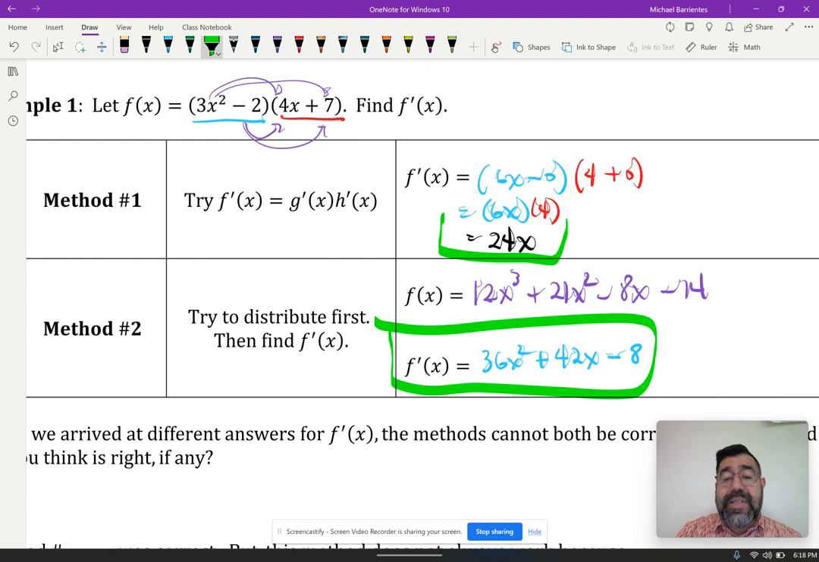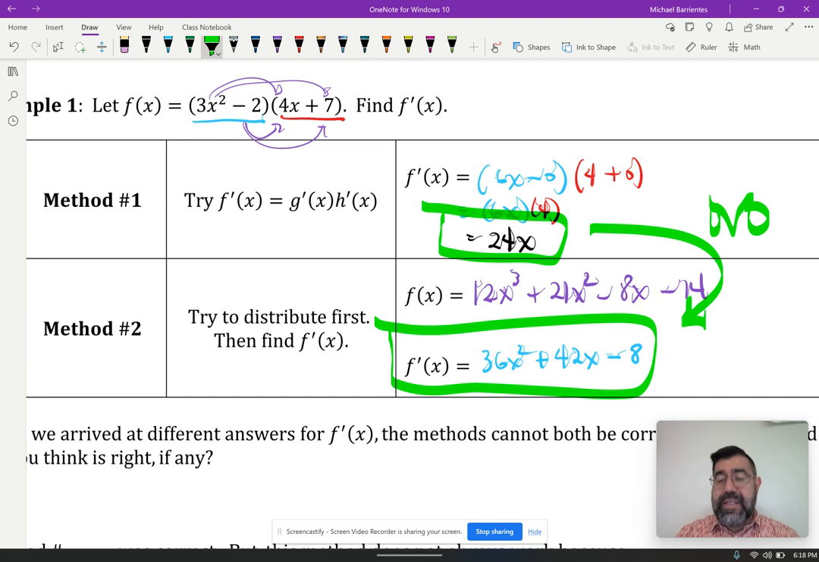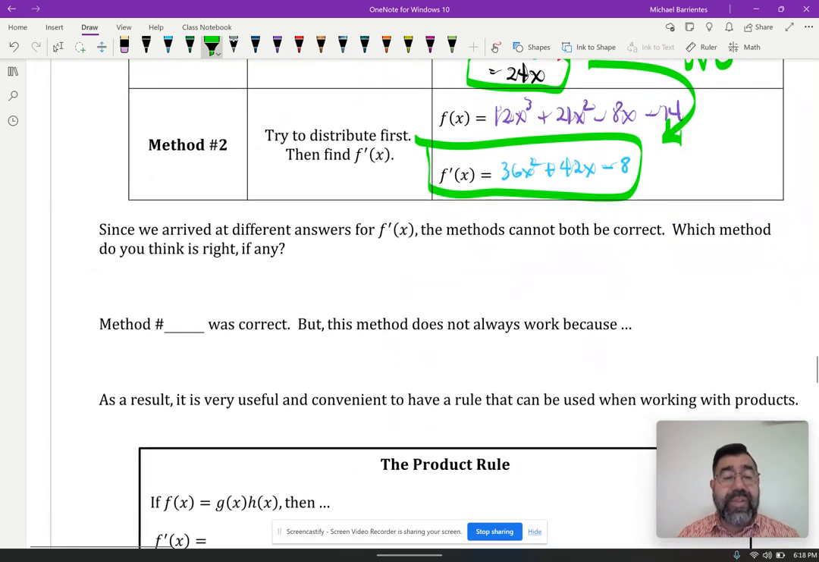This was our test to see if the shortcut of just taking the first derivative times the second derivative and multiplying them together, if that worked. And the answer is, well, no, it didn't work, because it's not the same thing, right? So the question is, obviously method number 2 is correct. We know that because we just multiplied them out, but this method doesn't always work.